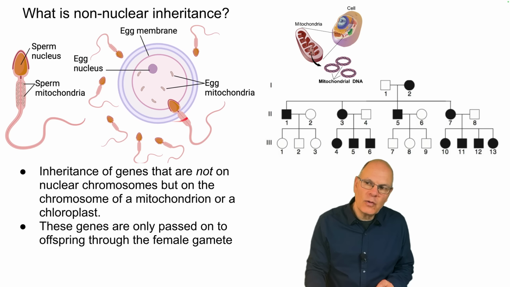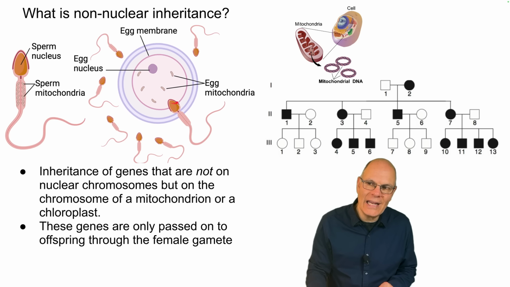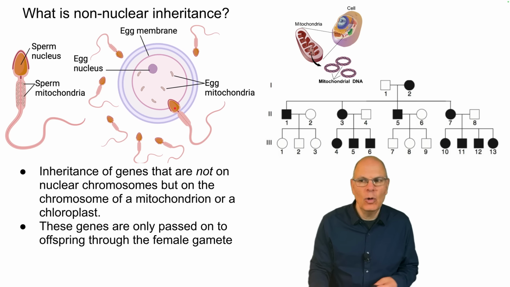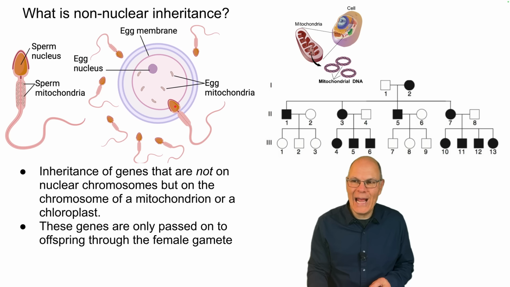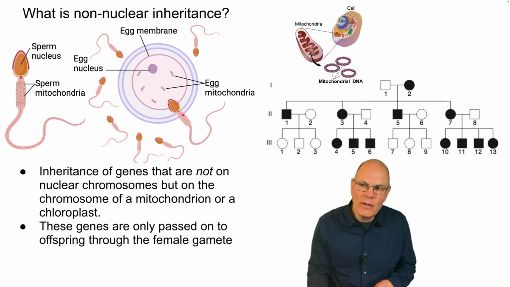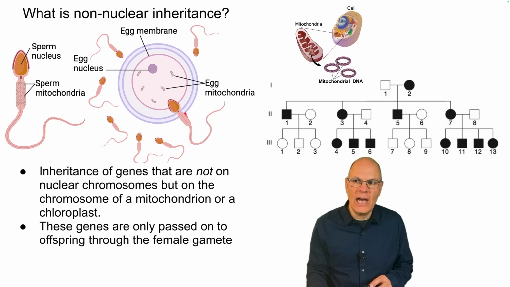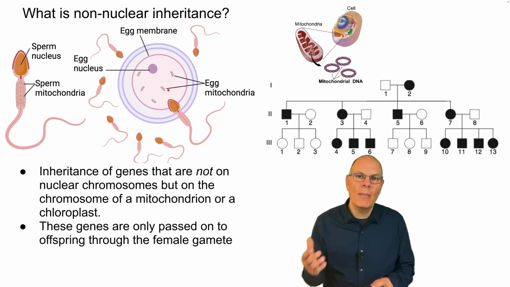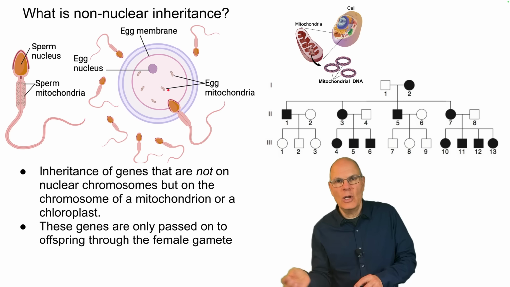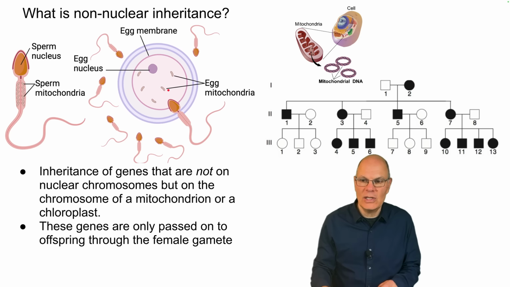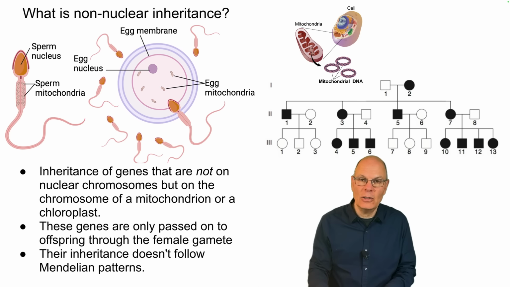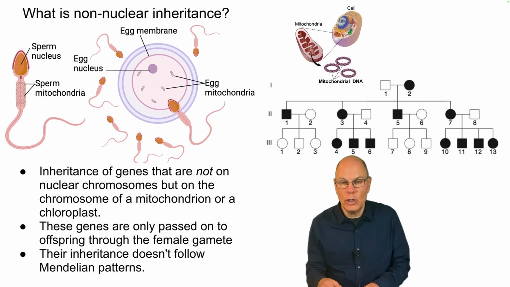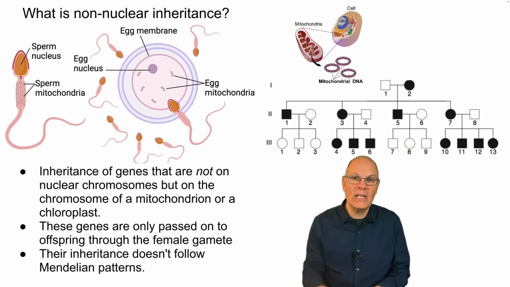But when there's fertilization, only the head of the sperm penetrates through the egg membrane, or is allowed in through the egg membrane, and all of the mitochondria are left outside. So all of the mitochondria that get passed on to the offspring are mitochondria that were passed on through the female germ cell. The inheritance pattern of these mitochondrial or chloroplast genes doesn't follow Mendelian patterns.